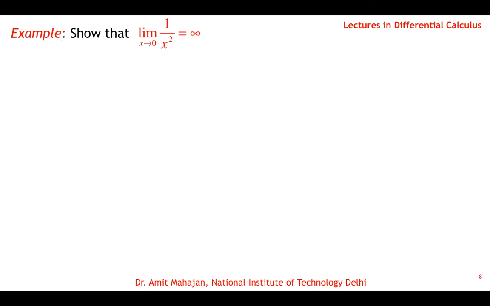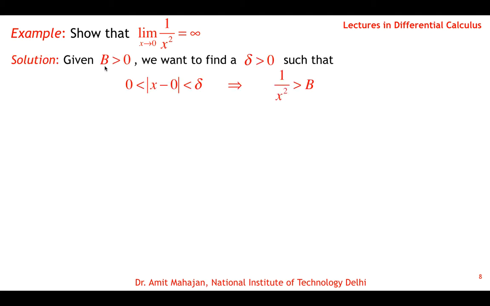Say for example, show that limit x tends to 0 of 1 by x square is plus infinity. Okay, so given a b positive, we want to find a delta positive, such that for every x which lies within a delta distance from origin, because we're trying to calculate the limit at origin, the function grows faster than this b. So the function values are still greater than this b for every b you can choose.